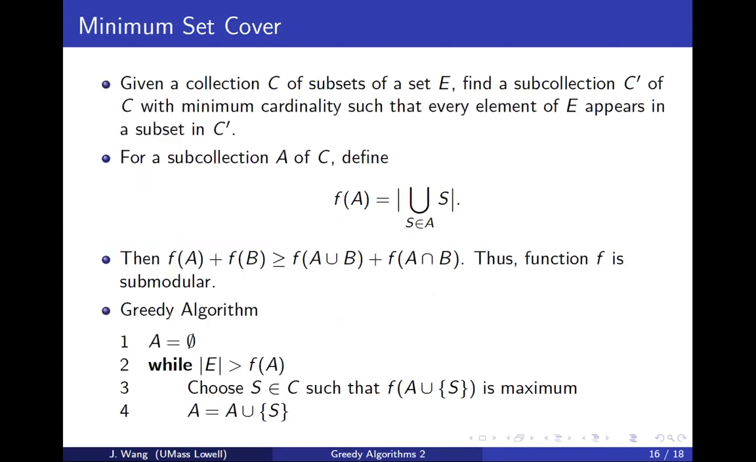Okay, then we can look at the minimum set cover problem. So given the collection C of subsets of set E, we find a subcollection C prime of C with minimum cardinality such that every element of E appears in a subset in C prime. So that means that we have a minimum set cover.